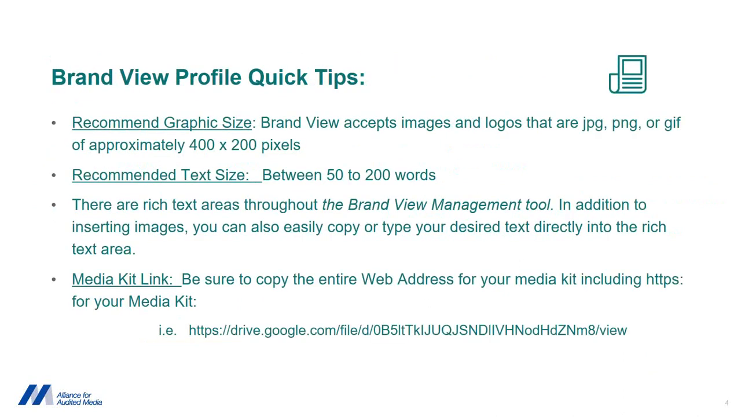So when you're preparing your information, you're pulling your graphics and coming up with your text information, I do have some recommendations for sizes. When you're copying a graphic, you want it to be either a JPEG, a PNG, or a GIF format, and no more than 400 by 200 pixels. Also, for the text size, when you're creating your overview sentence, not to be more than 200 words. So pretty much between 50 words to 200 words works best. Also, if you're going to be uploading a link for your media kit, you want to make sure you're uploading that entire address, which starts with the HTTPS and then the whole entire address.